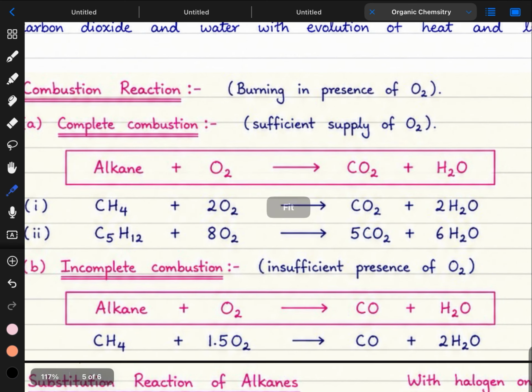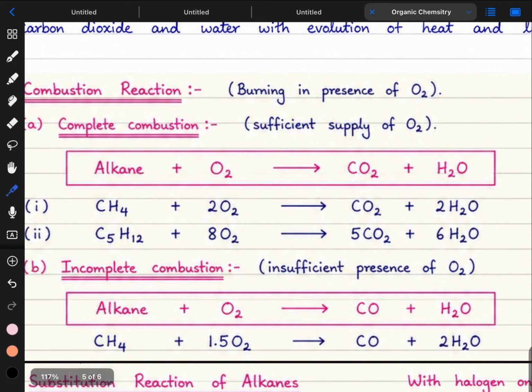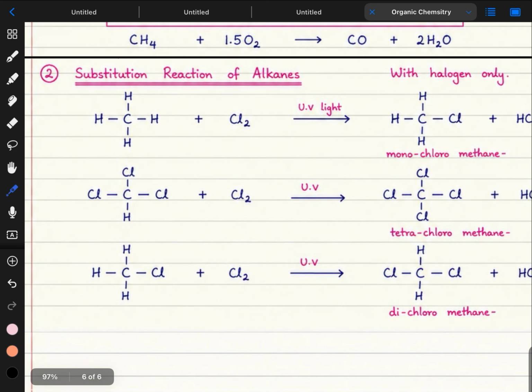The complete combustion occurs in the sufficient supply of oxygen, whereas the incomplete combustion occurs in the insufficient supply of oxygen. So, the products in the complete combustion are the carbon dioxide and water, and in the incomplete combustion, the products are carbon monoxide and water. So let's move on to the substitution reaction of alkanes.